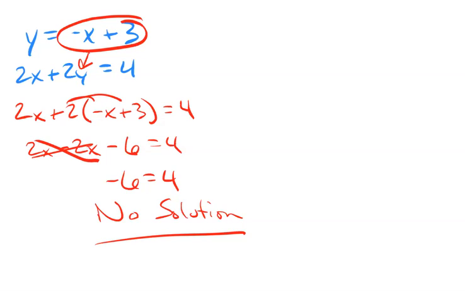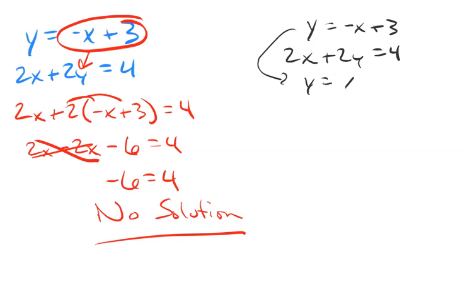Let me show you how that looks using elimination. Let's say we wanted to use elimination for that. Rewrite the system here. First thing we would want to do is rearrange the top. I would add x to both sides. You could rearrange the bottom as well, but I think it's easier with smaller numbers. So I'm going to add the x over on the top. If I add that x over, now I have x plus y is equal to 3.